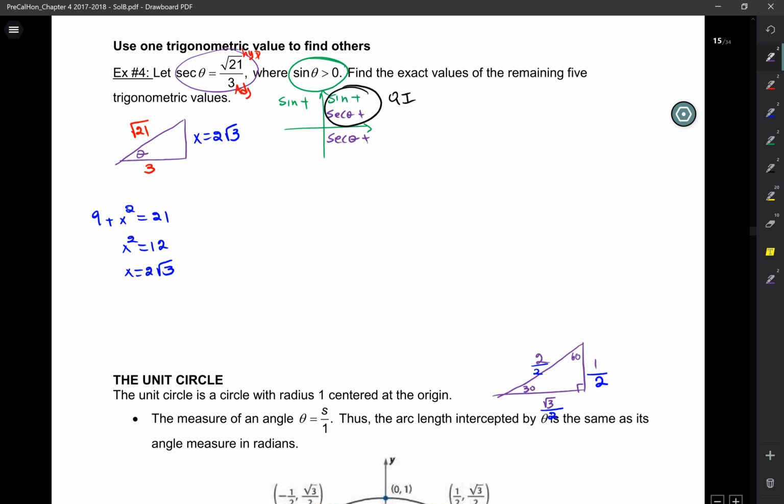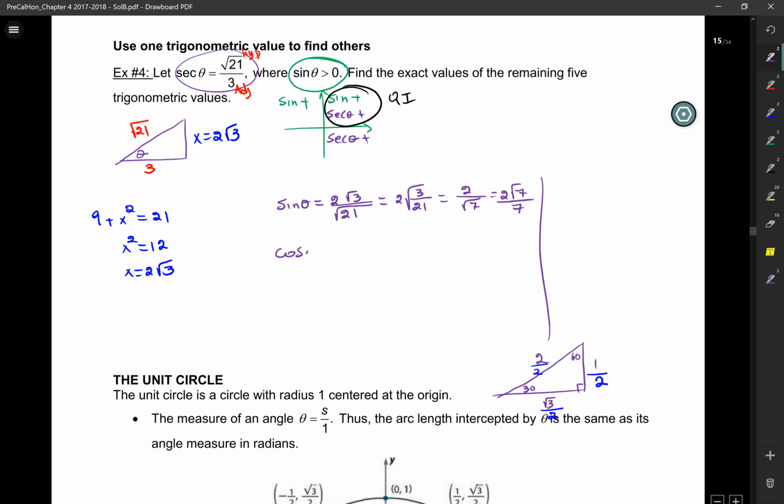So let's find then sine of theta. Can we do that? It's 2 root 3 over root 21. And look, you could simplify those. And it'll be 2 root 3 over 21. So that's just 2 over root 7. Right? So then it'll be 2 root 7 over 7. Okay, I'll talk about rationalizing next time.